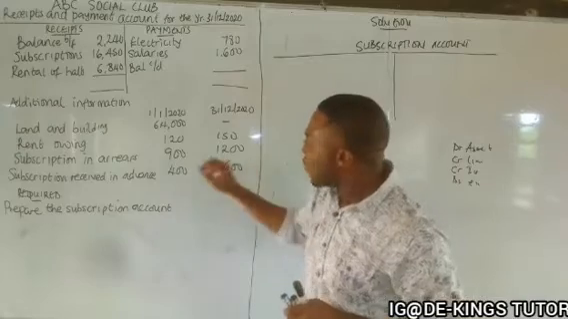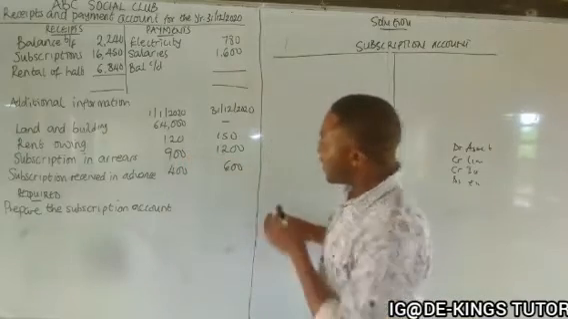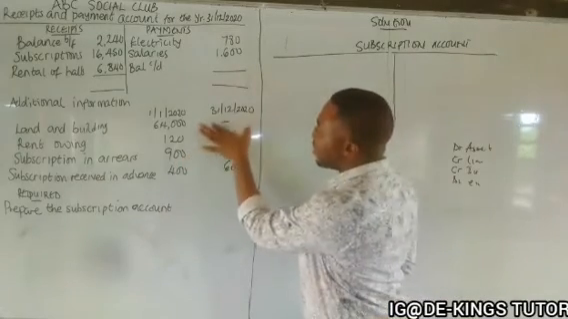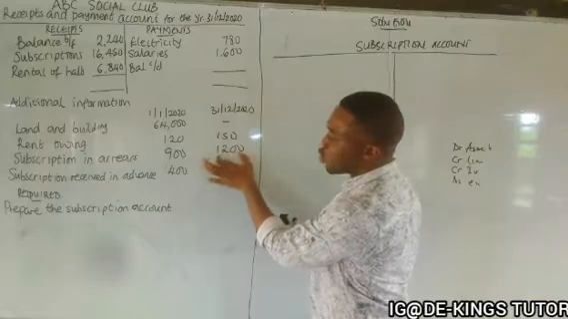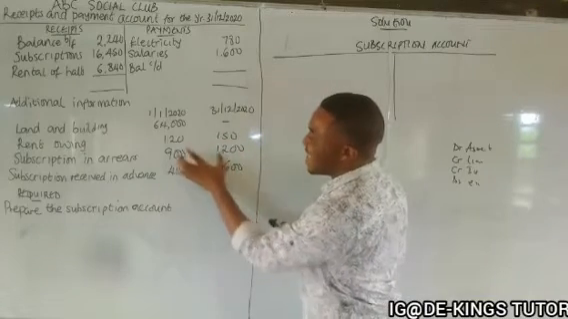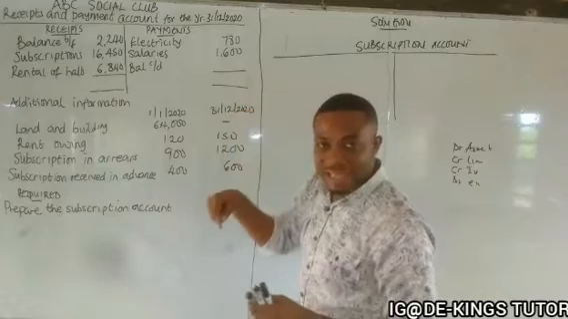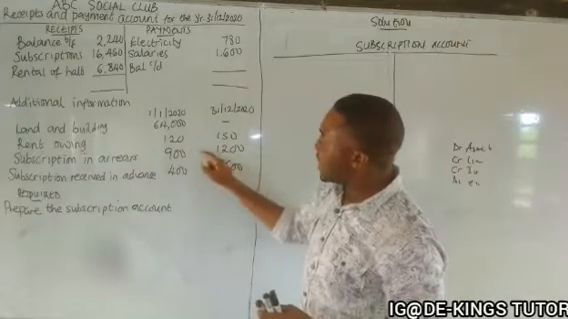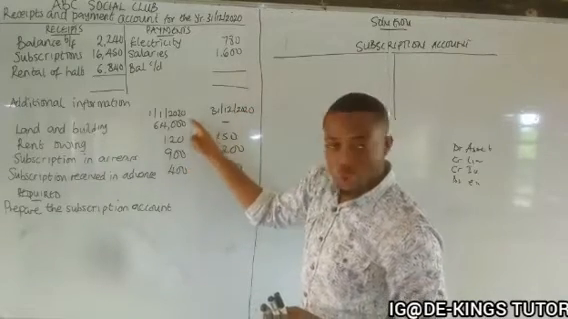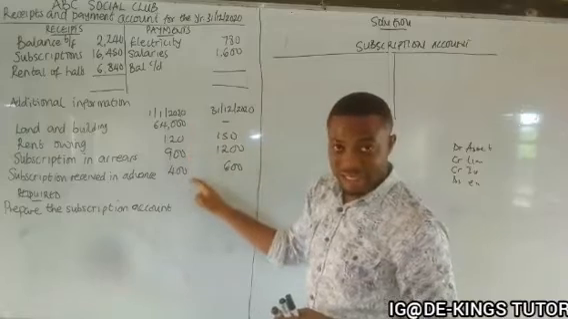Okay? Now, how do we treat this one? For the current one, which is 31st, if we have to add this and deduct this, it means that the reverse of what we are supposed to do here is what is supposed to be done to the opening balance.